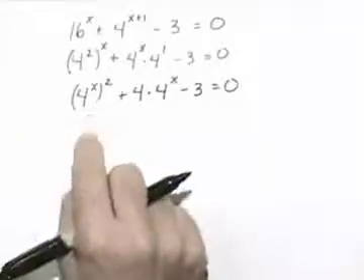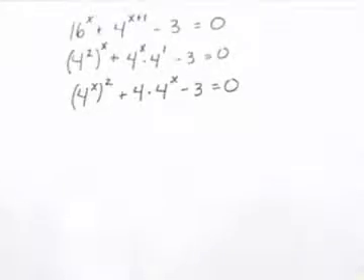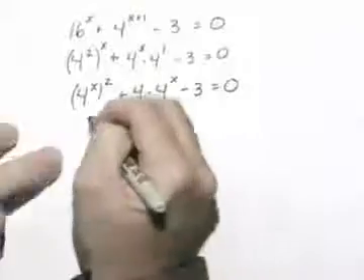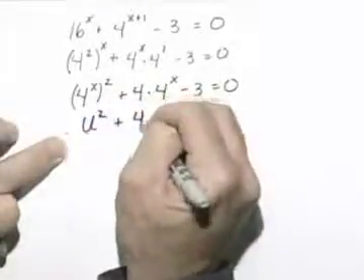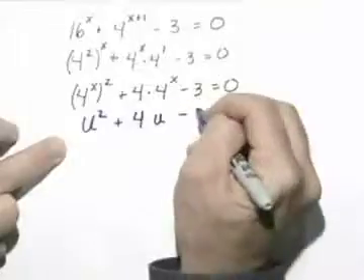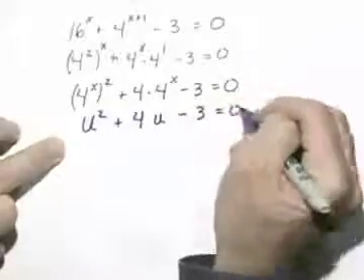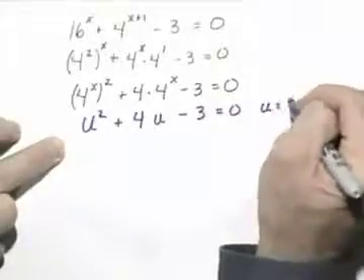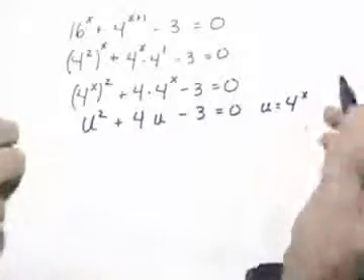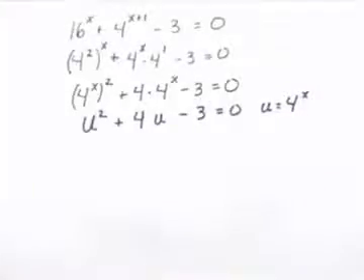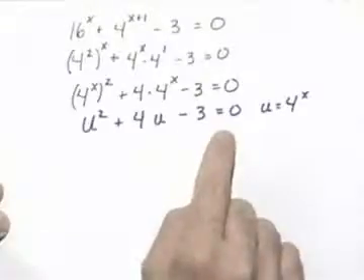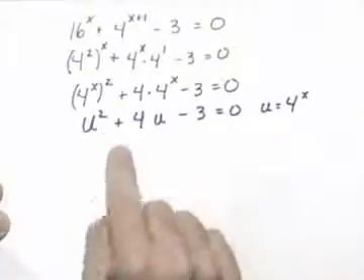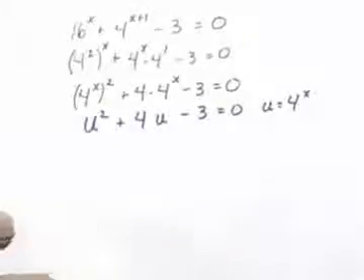Now perhaps you can see that this is quadratic in form, where it could be written as u squared plus 4 times u minus 3 equals 0, where u is 4 to the x power. If that's the case, then we could solve this equation for u and then put 4 to the x back in to solve for x.